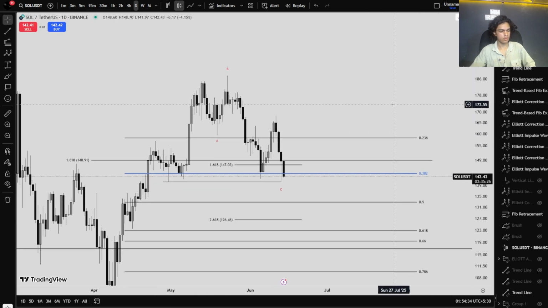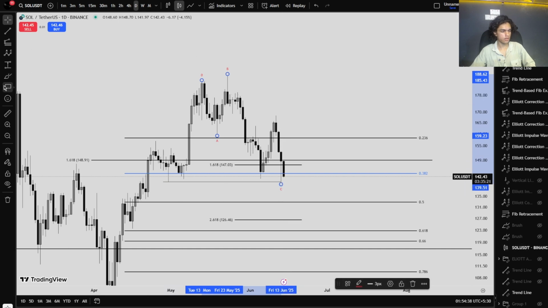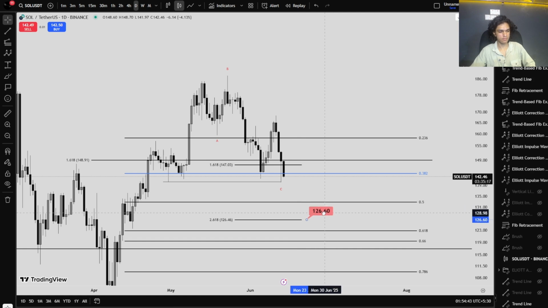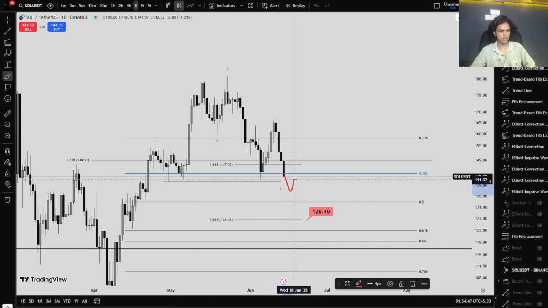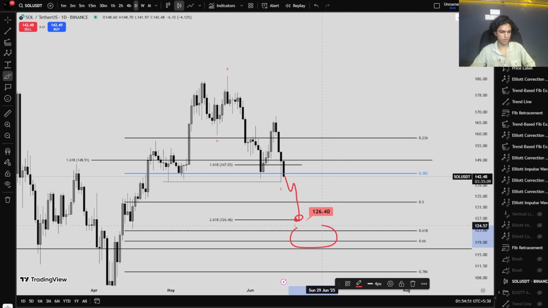Okay, so if this level is broken, then the next level will be this 1.26 level. Okay, this 1.26 level will be the next target. So you can expect a long from here, or else from this fib level. This will be a golden zone here.